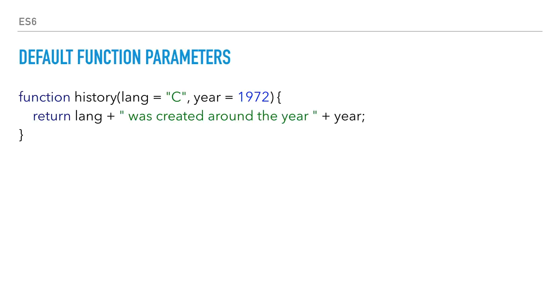So if we have a function history, and then we have to pass a programming language and the year that it was created, you could pass any language and the year, and then we just print this. But without default function parameters, if the caller forgets about passing the language and the year, then we will have something like undefined was created around the year undefined. To avoid this situation, if the caller forgets about passing parameters, then it will say, in this case, C was created around the year 1972.